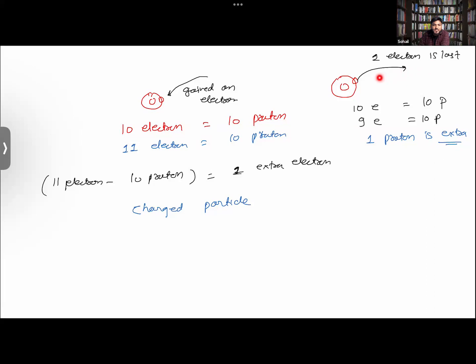Sir, so it will still be charged, right? Again, it will be a charged particle. Continue. No, Sundus, continue, you were saying something. Nothing, sir. Okay, so then again, it becomes a charged particle.